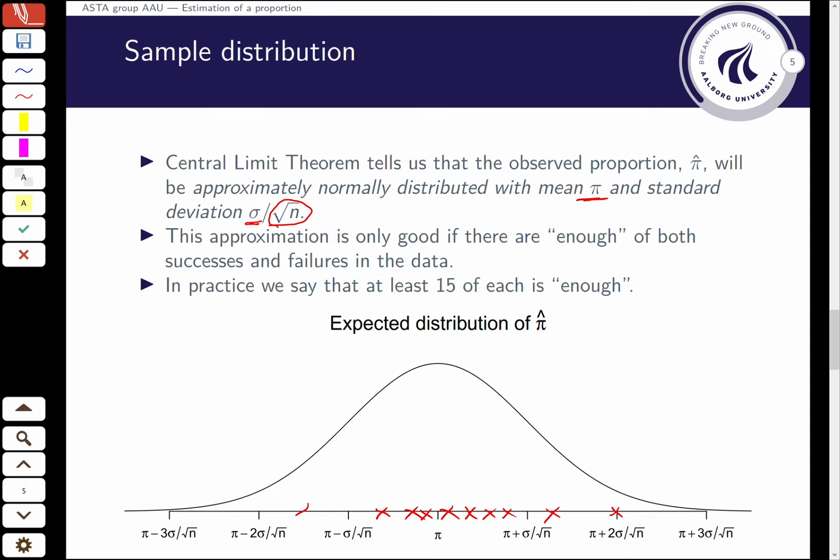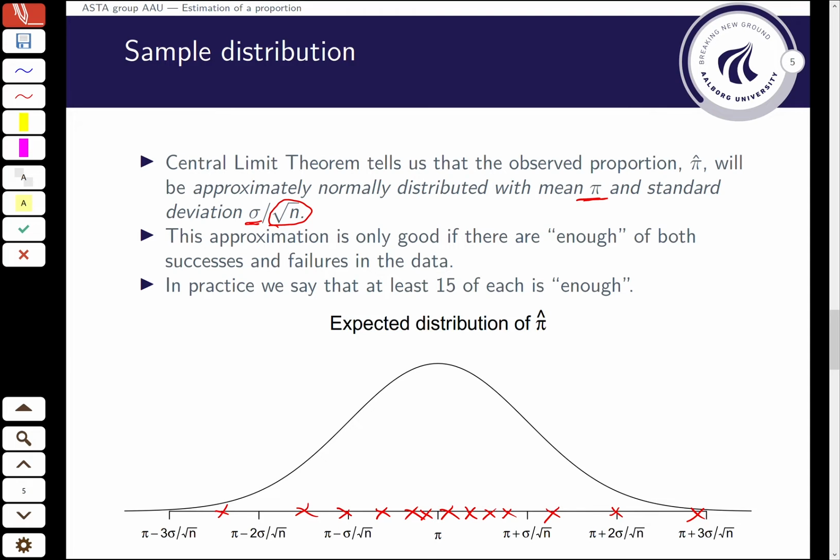Sometimes I get values in other places as well, and once in a rare while I might get a sample out here, but they'll be nicely symmetrically distributed around this one. And to take advantage of this, we need to know that this approximation is only valid, or fairly good, if we have enough both successes and failures in the data. If observing a success or failure is a very rare incident, then the normal distribution can no longer be used as an approximation.